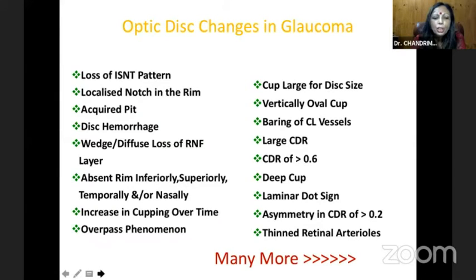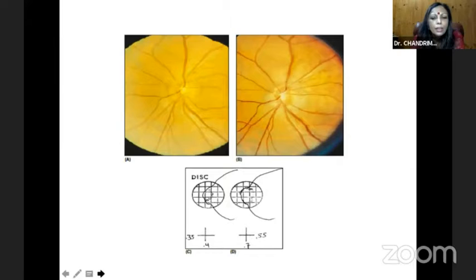So optic disc changes in glaucoma, you can see a host of points which I have out here, starting from loss of the ISNT pattern to localized notch in the rim, acquired disc hemorrhage, wedge diffuse loss of RNFL layer, absent rim inferiorly, and so on and so forth. So this is how we used to document the disc, say about 20 years back, when we didn't have stereoscopic photography. We would look at the disc at the slit lamp with a high lens, and then we would actually draw it. But today we have the stereoscopic photography, which gives you a much better definition of the disc.